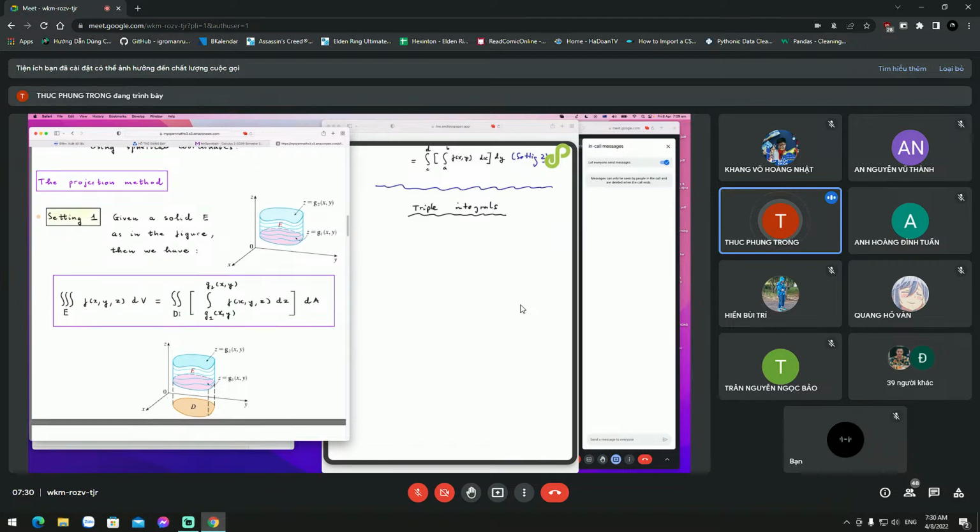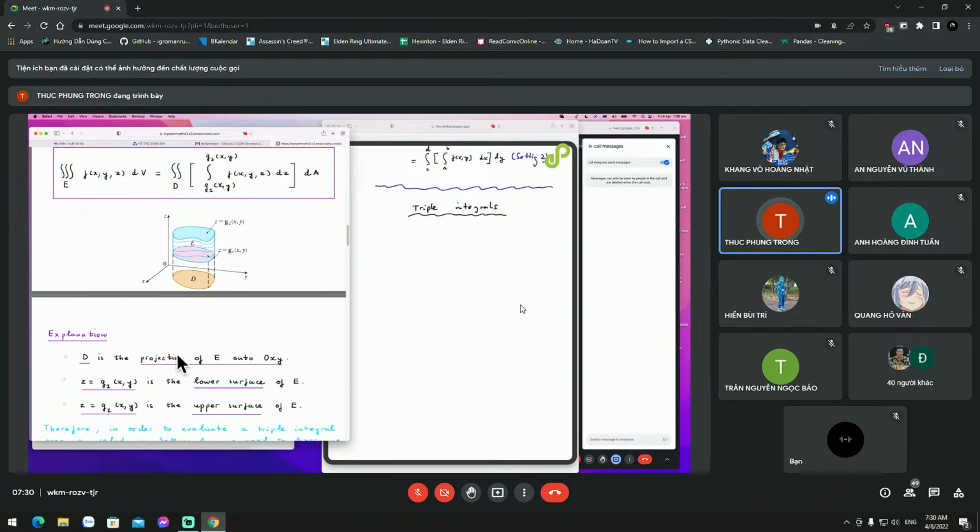So you get the domain D. So we have D right here. You can read this, it's the projection of E onto the plane OXY. So that's the first thing you need to determine. And then you need to know the two functions, z1 of x,y and z2 of x,y. And they are from the lower surface and the upper surface of the solid E. In order to see the lower and the upper surface, you need to go up. So you go like this.